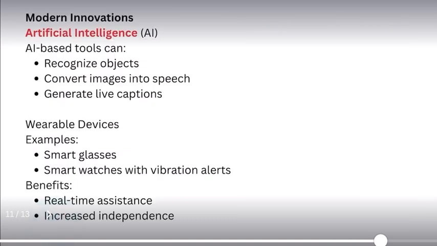Other modern innovations are artificial intelligence, AI-based tools which help in recognizing objects, convert images into speech and generate live captions. Also there are wearable devices like smart glasses and smart watches with vibration alerts, which help in real-time assistance and don't cause much dependence on each other. So these are the main technologies that we have dealt with.